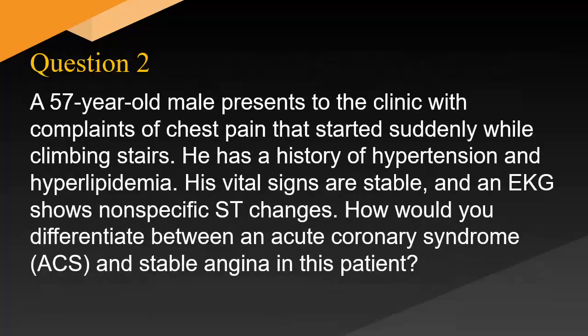A 57-year-old male presents to the clinic with complaints of chest pain that started suddenly while climbing stairs. He has a history of hypertension and hyperlipidemia. His vital signs are stable, and EKG shows nonspecific ST changes. How would you differentiate between an acute coronary syndrome (ACS) and stable angina in this patient?